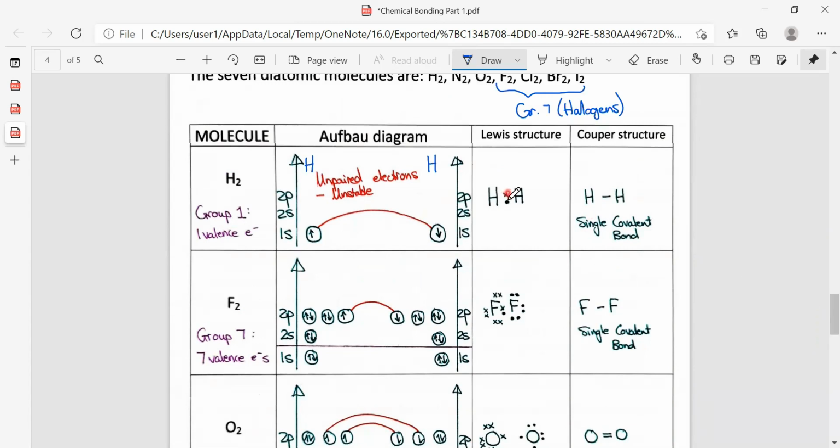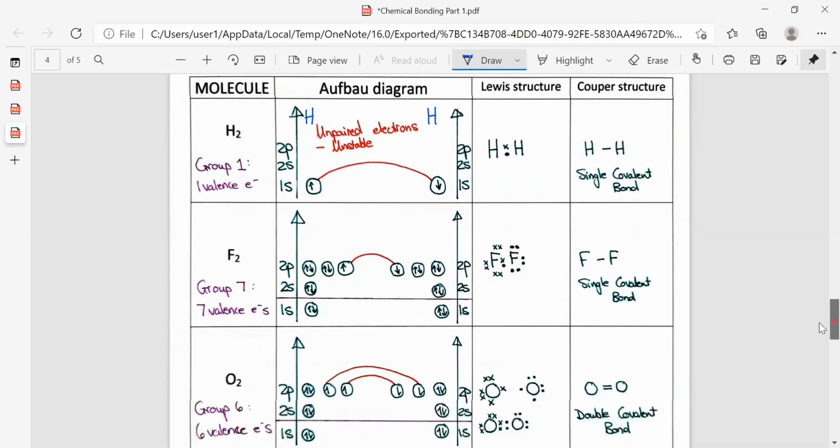There's the cross from the one, the dot from the other. So this is a single covalent bond. There's your Couper structure, where you just show a line. So this is Lewis, and that is Couper. The next one I'm going to look at is fluorine.